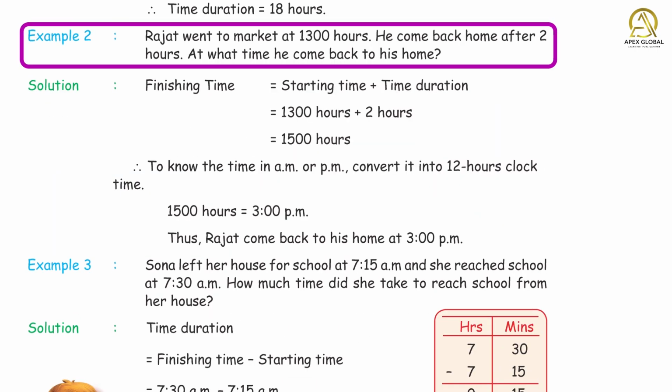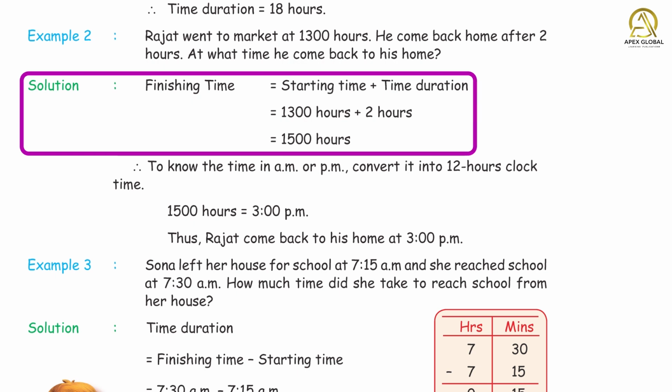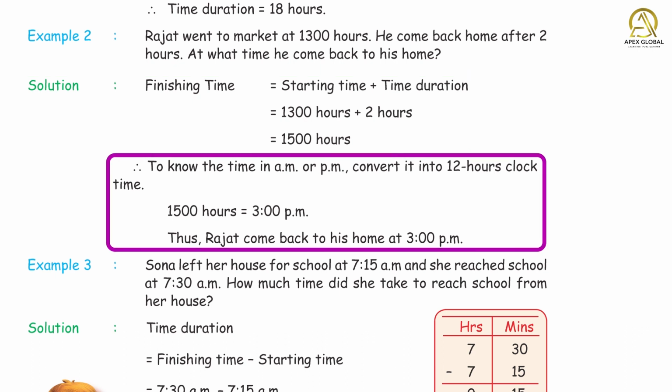Example 2. Rajat went to market at 13 hours. He came back home after 2 hours. At what time did he come back to his home? Solution: finishing time equals starting time plus time duration. 13 hours plus 2 hours, 1500 hours. To know the time in a.m. or p.m., convert it into 12-hour clock time. 1500 hours, 3 p.m. Rajat comes back to his home at 3 p.m.